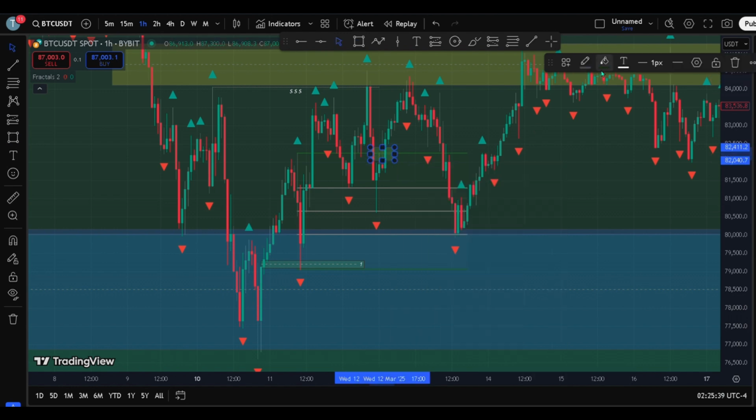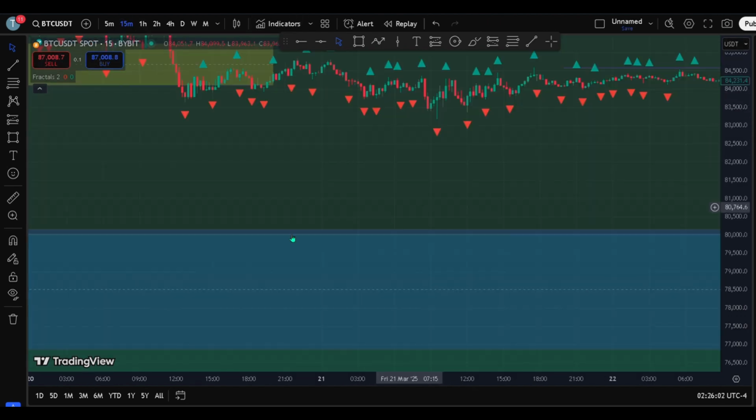Do we get a BOS? No, we do not. And what do I mean by a BOS? A BOS needs to be clean, always for me. Candles need to close below. The candles did not close below, but what happened? We did get a displacement. And then at this point here, I would be looking for what? A market structure? No, a breaker to the downside.